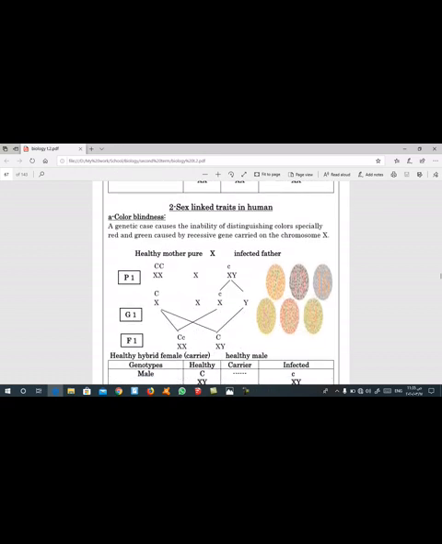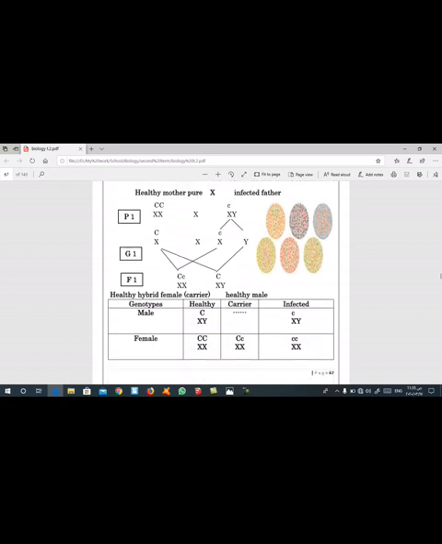Sex-linked traits in humans. We will start with color blindness. The red and green color blindness is carried by a recessive gene on the X chromosome. We have here C capital, which is pure healthy, and this C small, which is infected by the problem, which is the linked gene, the color blindness. Here we will take only one, and here we will segregate the gametes. Y is free. So here we will take 50 to 50.